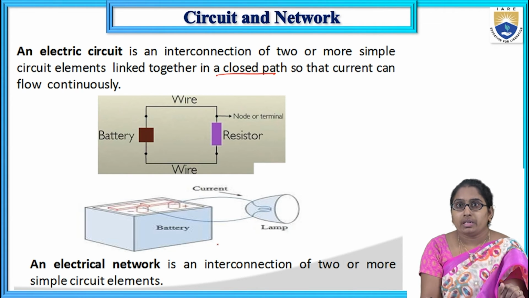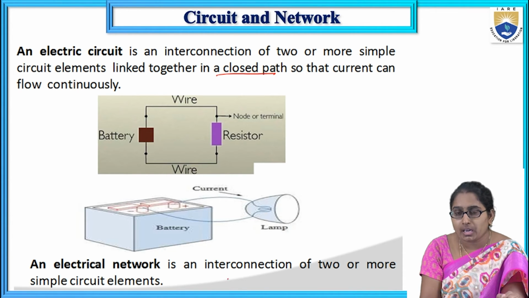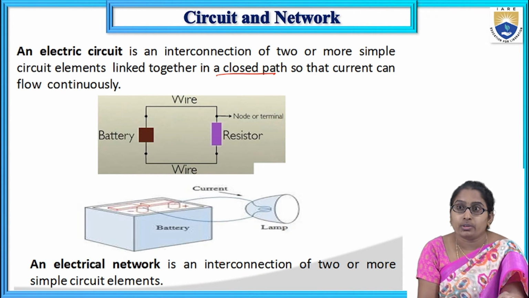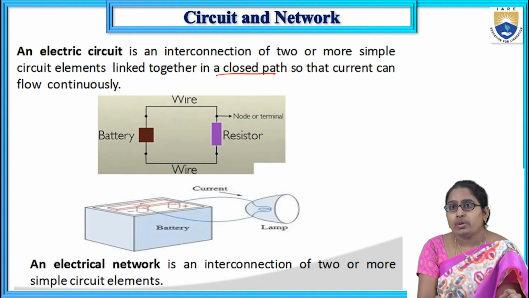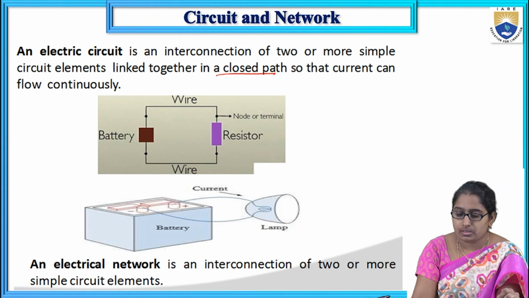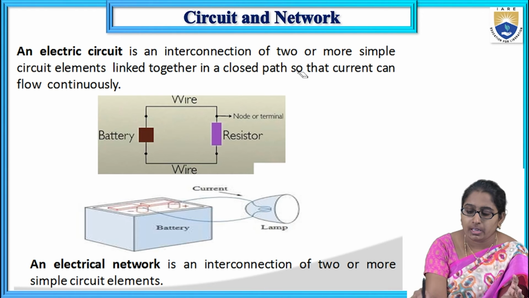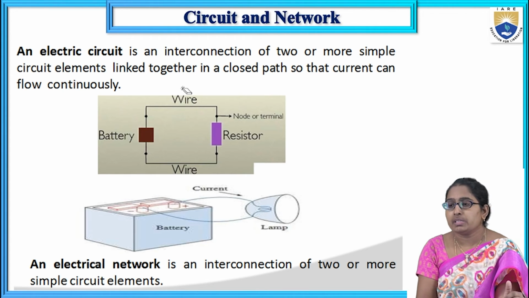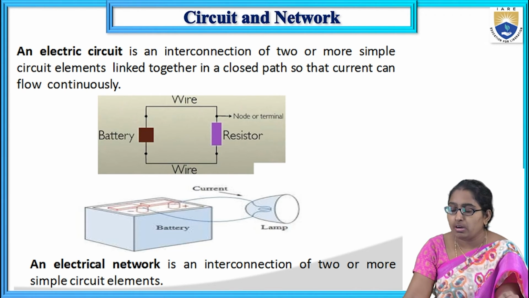Now, what is meant by network? Electrical network means simply interconnection of two or more circuit elements. There is no closed path required. If any number of elements are connected, we can call that a network. But when we call it a circuit, there must be a closed path. Only when there is a closed path do we call it a circuit.